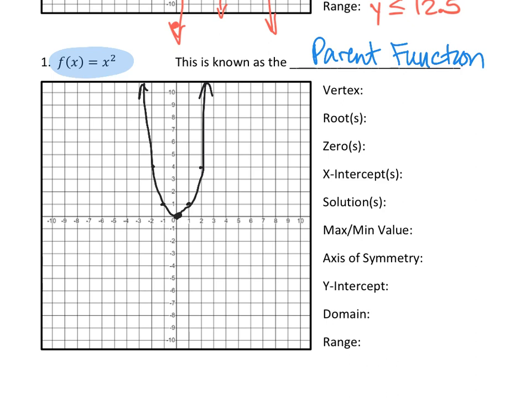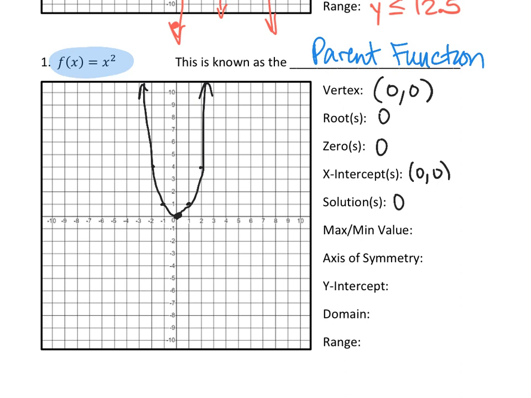Let's talk about the important attributes of the boring function, the parent function. What's the vertex? 0, 0. Cool, that's where it turns. What's the root? Doesn't have one. Are you sure though? Negative 1 and 1? It crosses the x-axis at -1 and 1? Only 0, right? Oh, it's 0, 0. So this is the only place where the root appears. There's only one and it's 0, which means the zero is 0. And the x-intercept is 0. And the solution is 0.